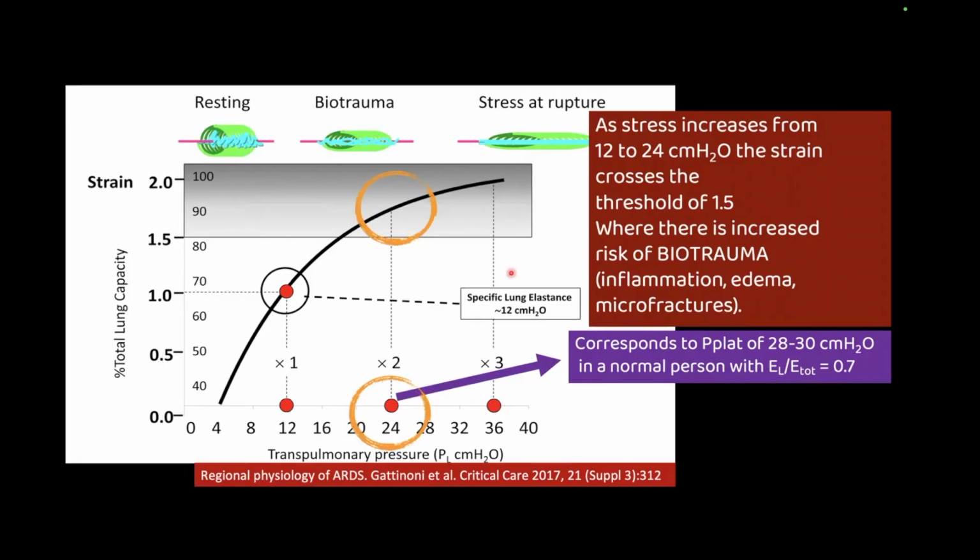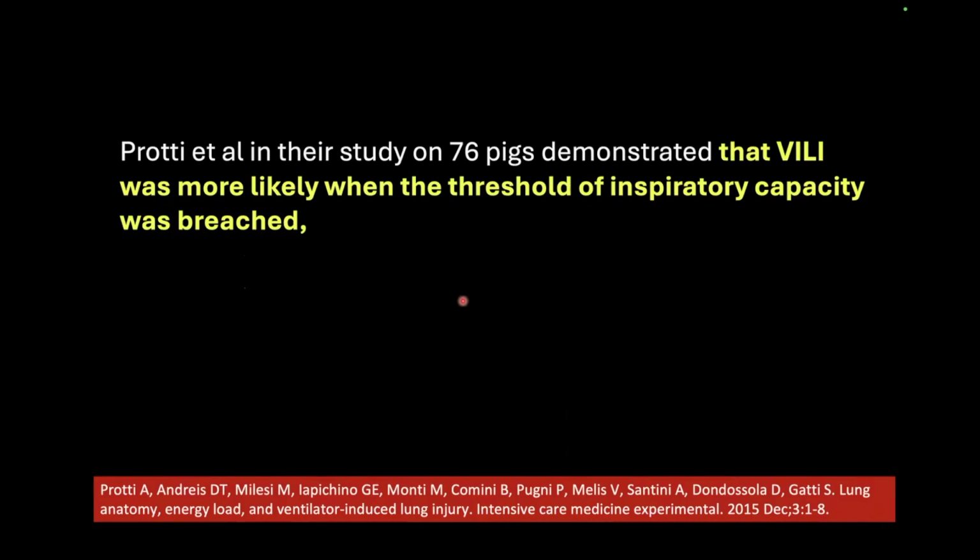So if you don't have a facility of esophageal pressure monitoring, you can't measure the exact transpulmonary pressure by taking airway pressure minus pleural pressure. What you can do is, if the chest wall elastance is normal, there is no pleural effusion, obesity, or ascites, you just keep your plateau pressure less than 28 to 30 centimeters of water, and most of the time your transpulmonary pressure will be less than 24, and hence your strain will be less than 1.5, and you will be in the safe zone. This is what it says.